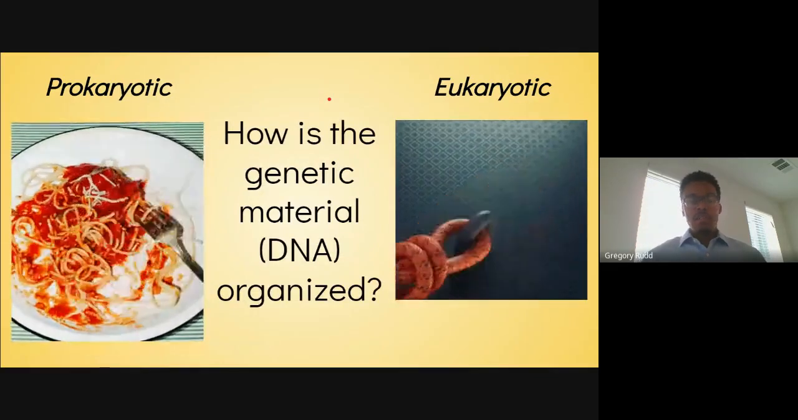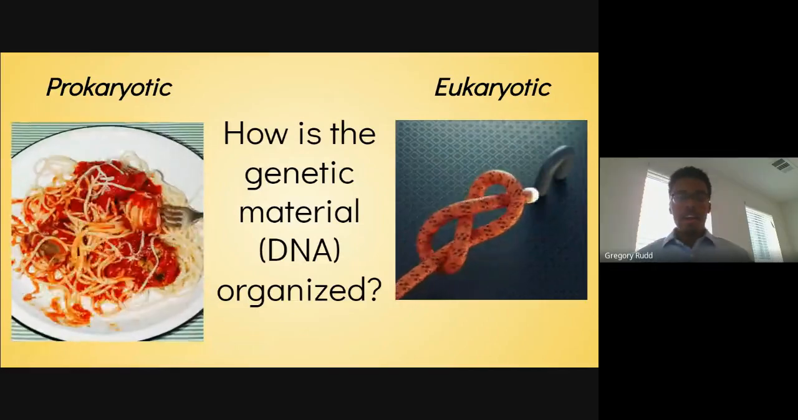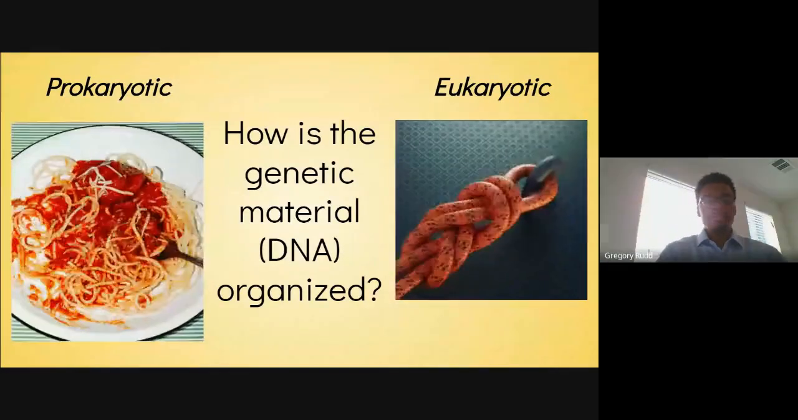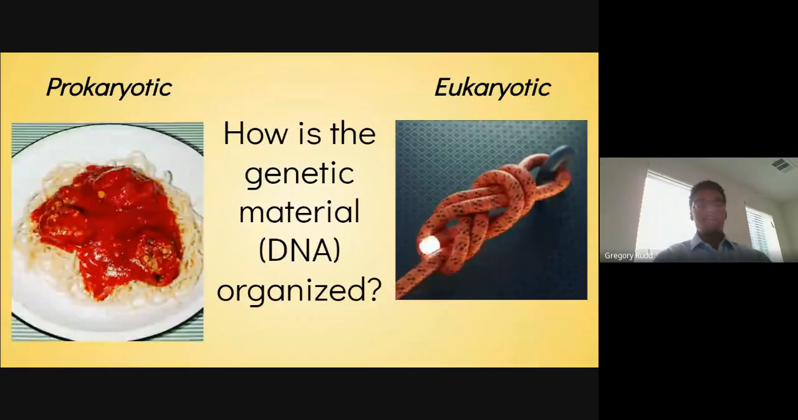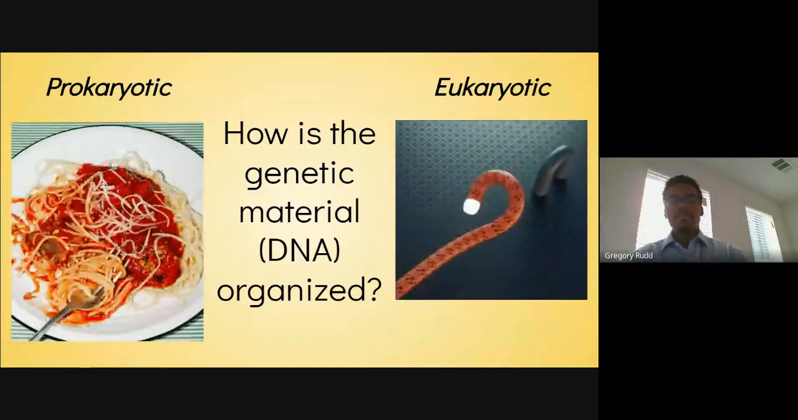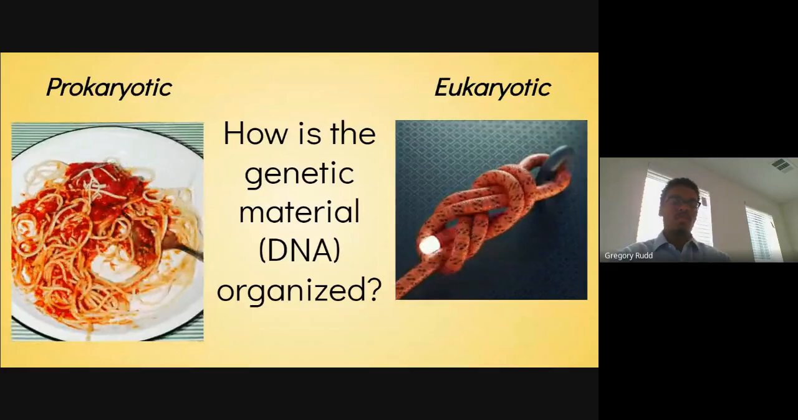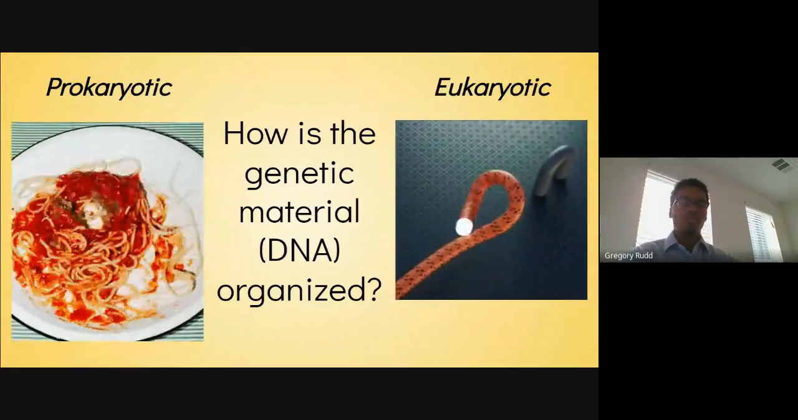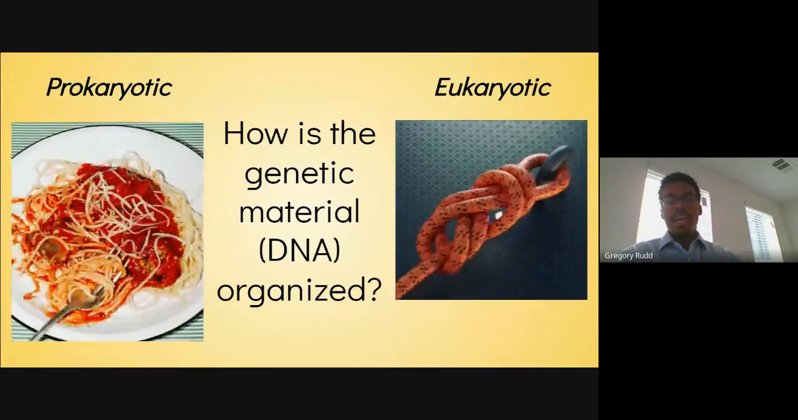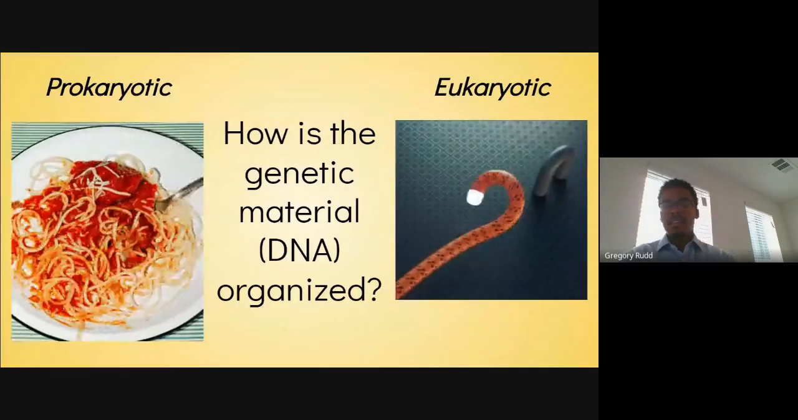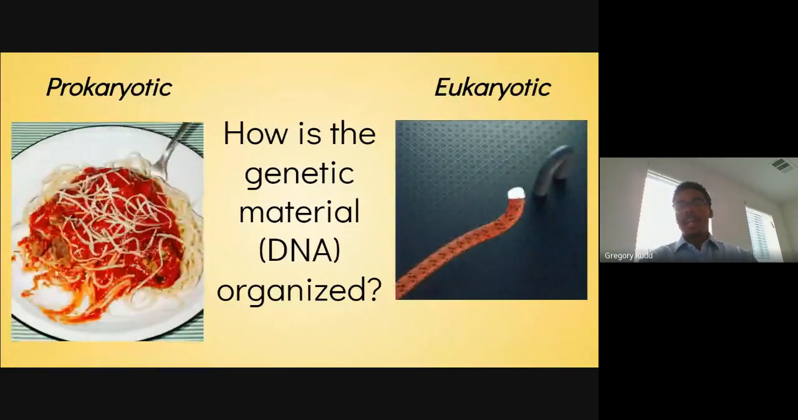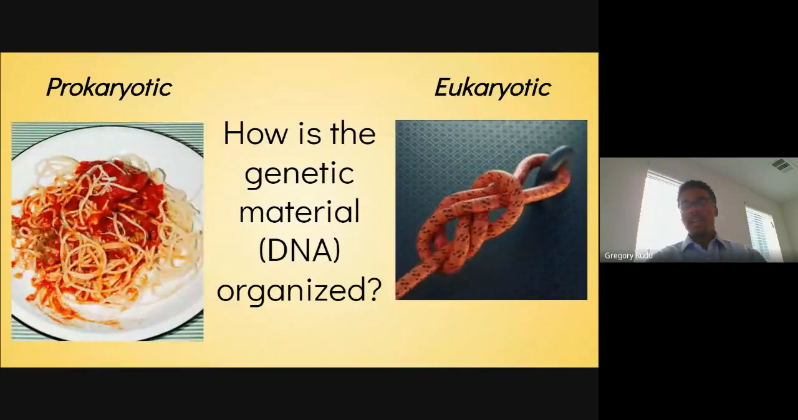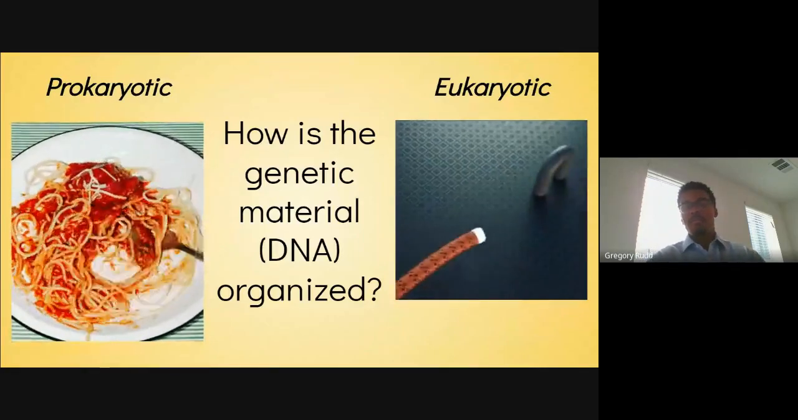How's the genetic material organized? The prokaryotic genetic material looks like a bunch of spaghetti. It's very unorganized, it's twisted and tangled together. It has really no order, it's just random, and it's strewn throughout the cell. But the DNA inside of a eukaryotic cell is tightly wound in a very organized way, and that organized way is called a chromosome.